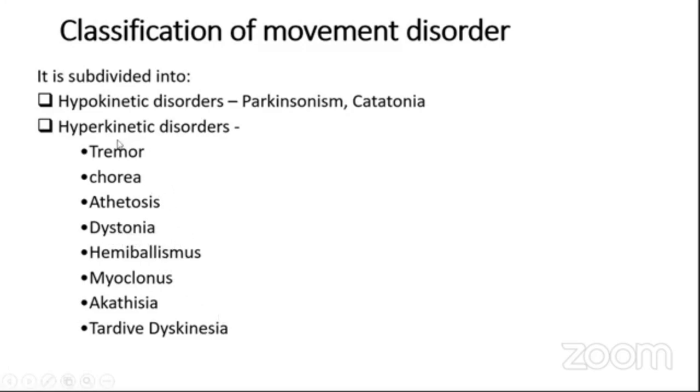So these are the common hyperkinetic movement disorders, and the hypokinetic or bradykinetic movement disorders are Parkinson disease, Parkinson plus, and secondary Parkinsonism. Another example is catatonia. It is a type of schizophrenia, called catatonic schizophrenia. There is also bradykinetic movement there, so it comes under the heading of bradykinetic or hypokinetic movement disorders.